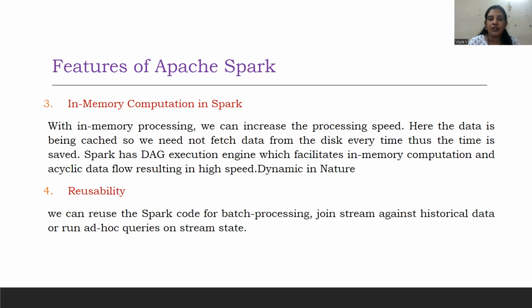And the fourth one is reusability. That is, the user can reuse the Spark code for batch processing. It can also be used to join the stream against historical data or to run ad hoc queries on stream state.